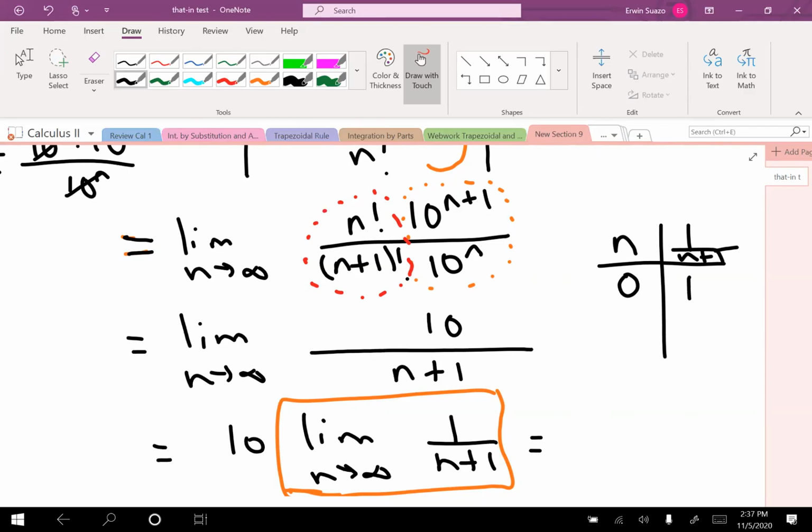So if n is 0, what do I get? 1. If n is 1, what do I get on the right? 1/2. Now let's make it big. If n is 10, what do I get on the right? 1/11, because 10 plus 1. And if it's 1,000, what do I get? 1/1001. So you see it's going to 0, right?